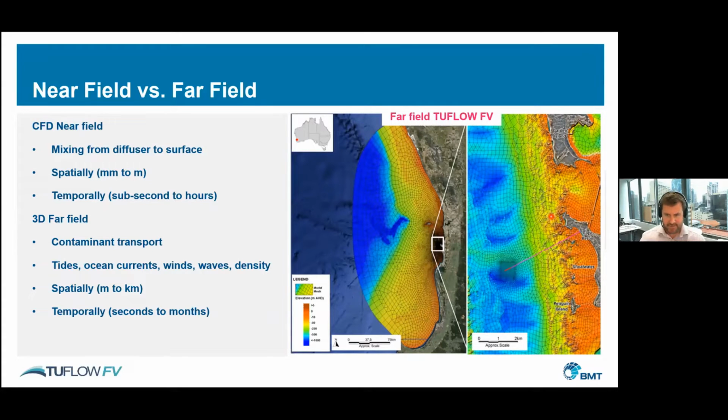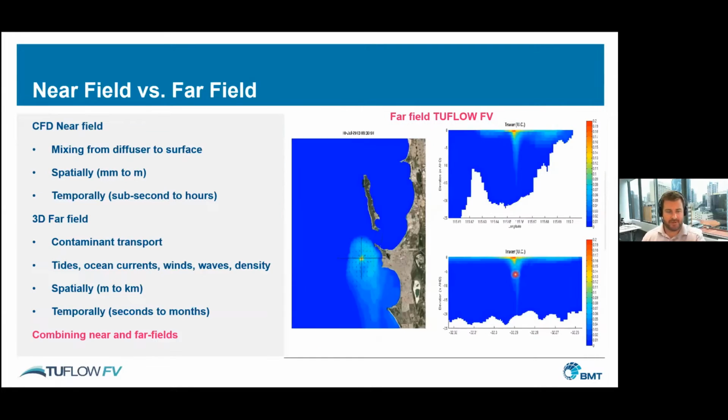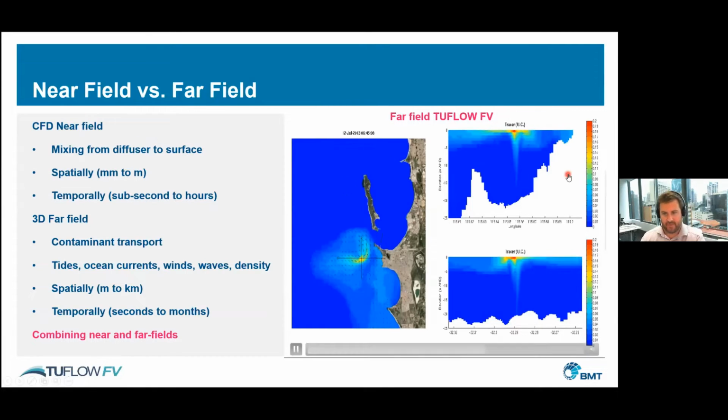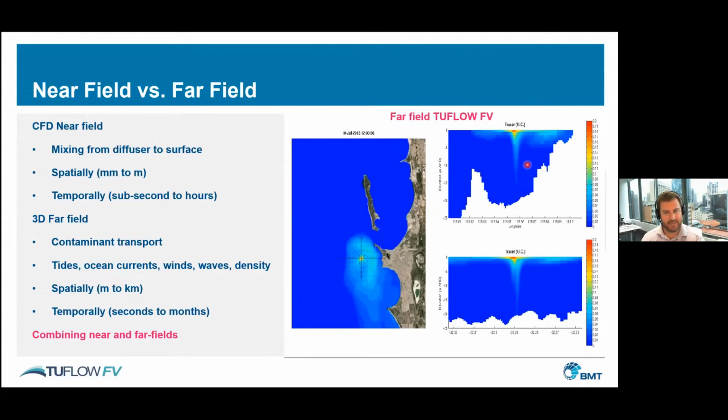So what we're doing here is we've got, this is actually a 2FE model. It's a couple of 100 kilometers long. We're zooming into the area where the diffuser is. And what we're doing with this model is we're using kind of the best of both worlds and combining the near field model, which we're taking the results from, and applying turbulence and mass into the far field model as a boundary condition. And so on the right here, we're showing these concentration fields both in plan and section view as they move away from the diffuser over very long periods of time, weeks.